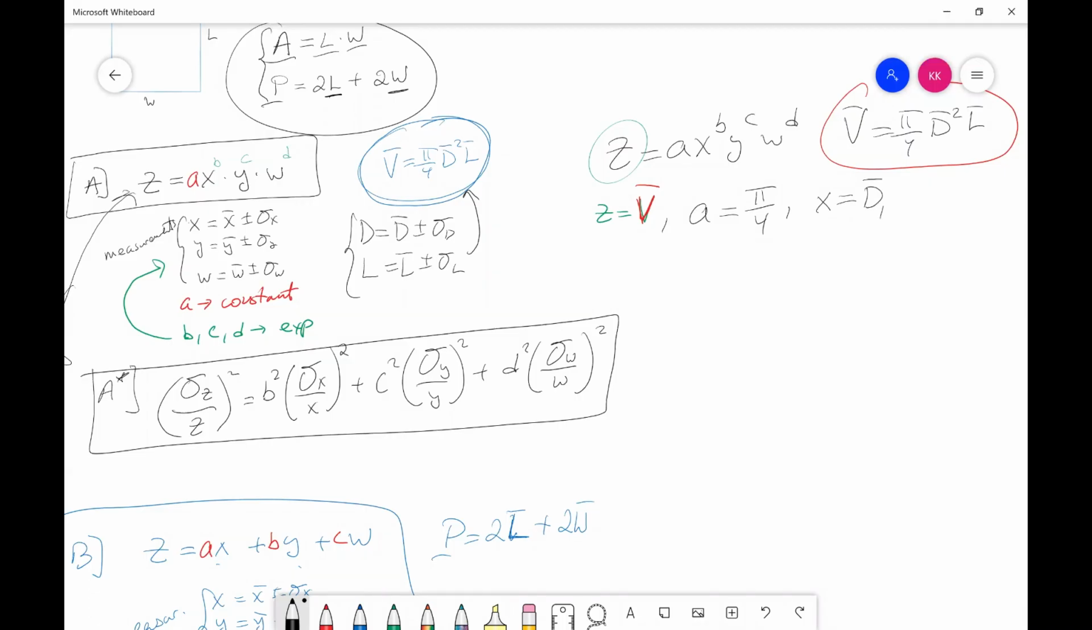Then B would be the exponent of that guy. What is the exponent of the diameter? 2. Squared. It's 2. Then Y is my second measurement. So Y would be what? Length. Average length. And then C would be its exponent. So what is the exponent of length? 1. Exactly. It's technically 1. How about W and D? We don't have them. Our equation doesn't have them, so you can just ignore them.